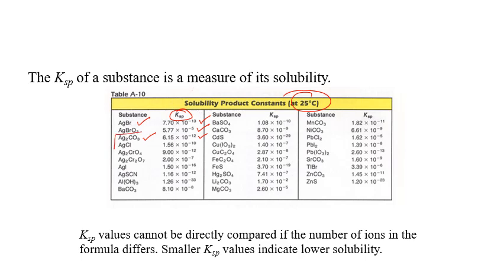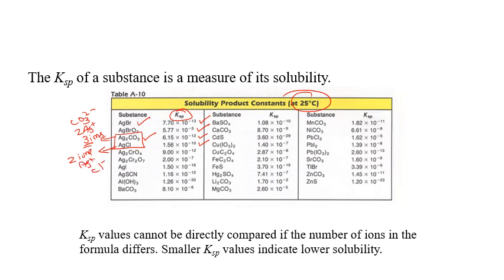But can we compare them directly? Actually, we cannot. The reason for that is that Ag2CO3 is going to produce 3 ions as we have seen, 2 Ag+ ions and 1 CO3 2- ion, so a total of 3 ions. Whereas in AgCl, we have only 2 ions, 1 Ag+ ion and 1 Cl- ion. So we cannot compare these Ksp values directly.